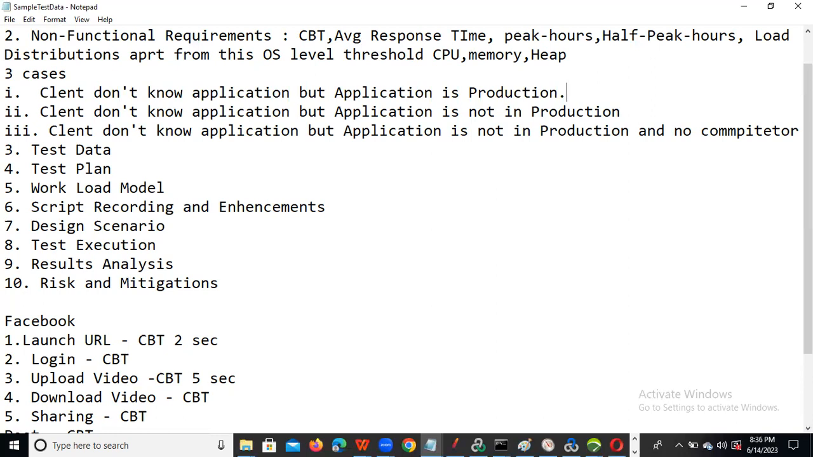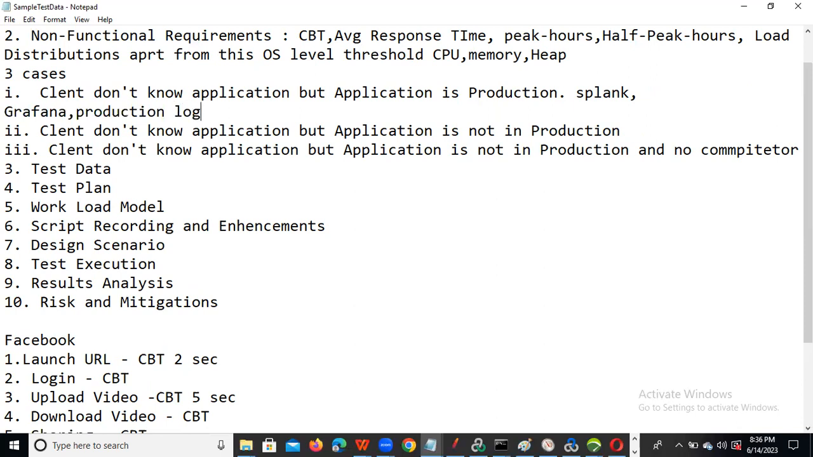So if it is already live, how can we find the non-functional requirements? For the first point, we need to use some analytical tools, like Splunk and Grafana, and production logs also. Using these, we need to gather the non-functional requirements.